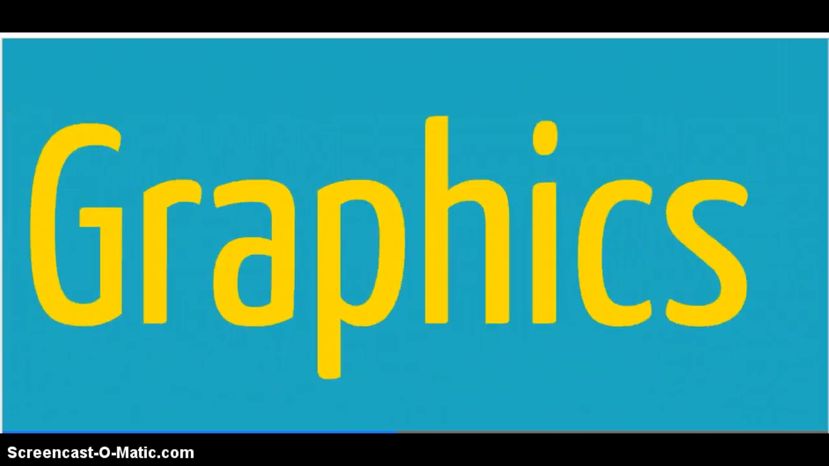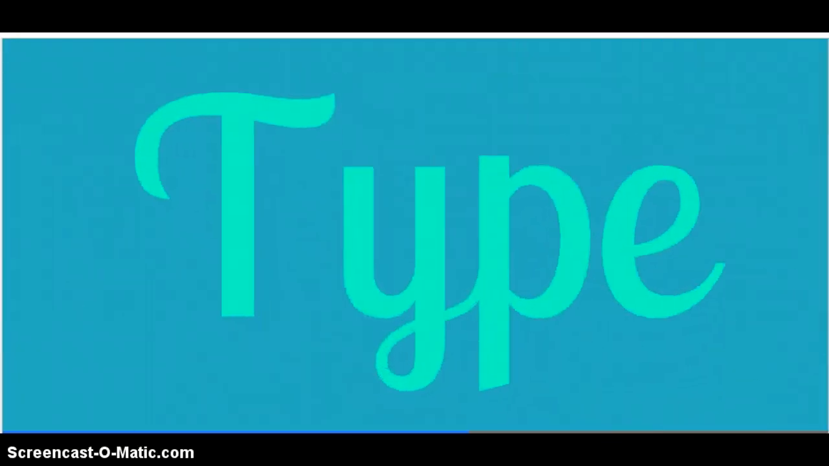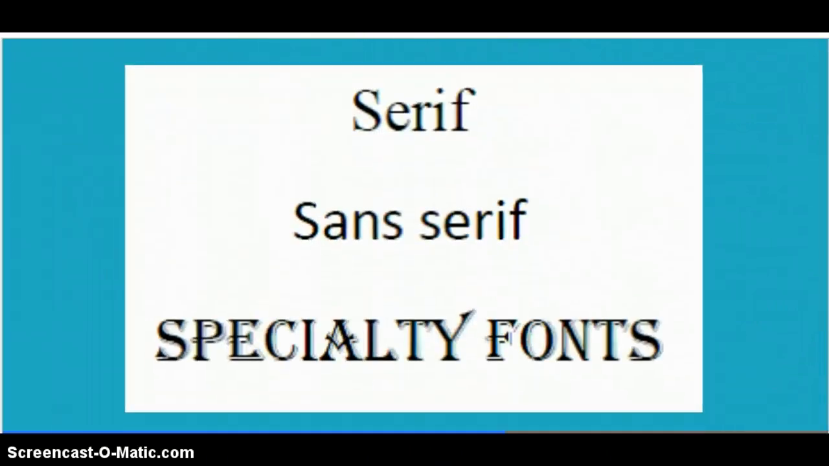The main components of document design are type, space and layout, color, and graphics. Let's talk first a little more in depth about type. Type comes in different typeface styles, or fonts, that are grouped in three families: serif, sans serif, and specialty. You can see that serif fonts have little caps on the ends of the letters, which make it easier to read in big chunks of text.